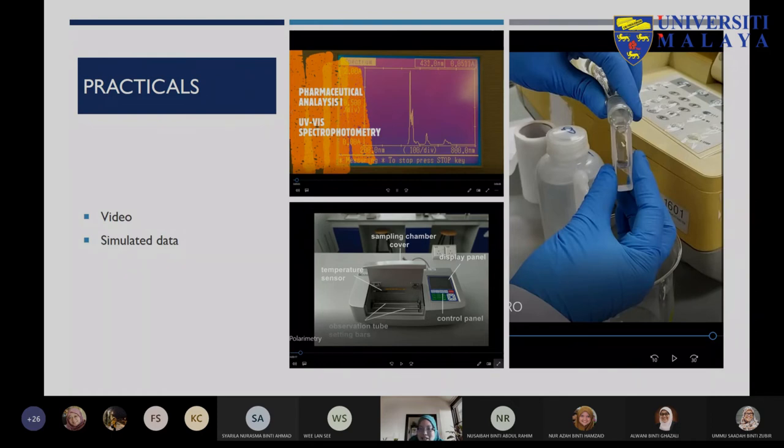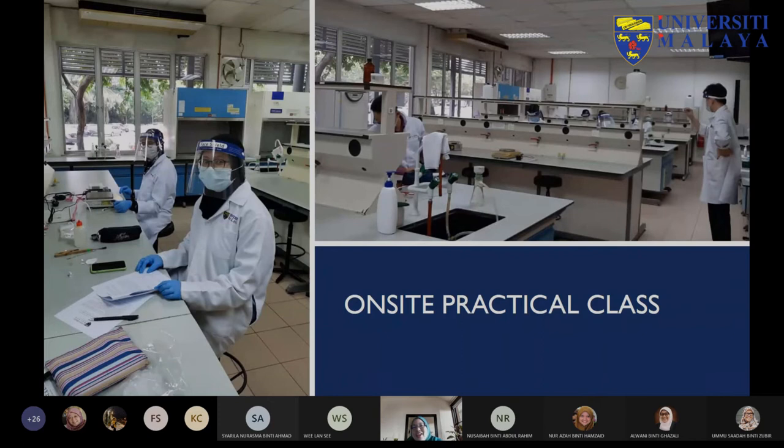Other than that, like I mentioned earlier, we are governed by the professional body, so some practicals still need to be on site. We get special permission for the students to come in and conduct the practical on site. We give them the face mask, and they keep physical distancing between them. Because of the sheer number of students in the class, we have to conduct a couple of sessions.